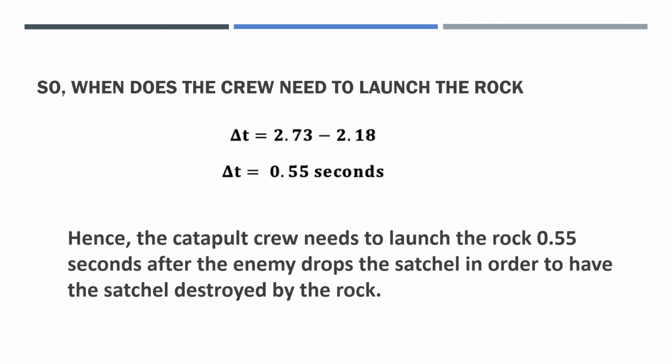Now that we have calculated the time that it takes for the falling satchel to reach the same point on the wall as the rock hits, we need to find out how long after the enemy drops the satchel the catapult crew needs to launch the rock in order for it to hit the satchel. To do this, the time value for the satchel to fall 36.6 meters and the time for the rock to reach the cliff are used. We subtract 2.18 seconds, which is the time it takes for the rock to reach the cliff, from 2.73 seconds, which is the time it takes for the satchel to fall to the same height as the rock on the wall. The answer is 0.55 seconds.